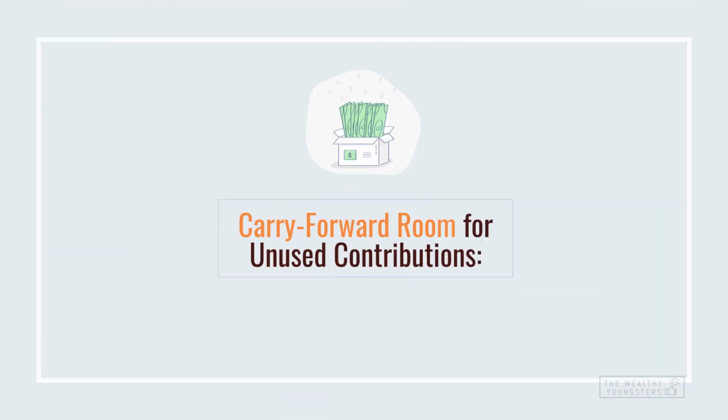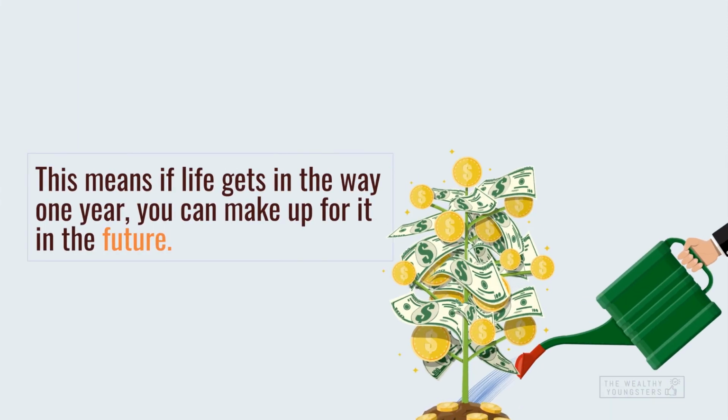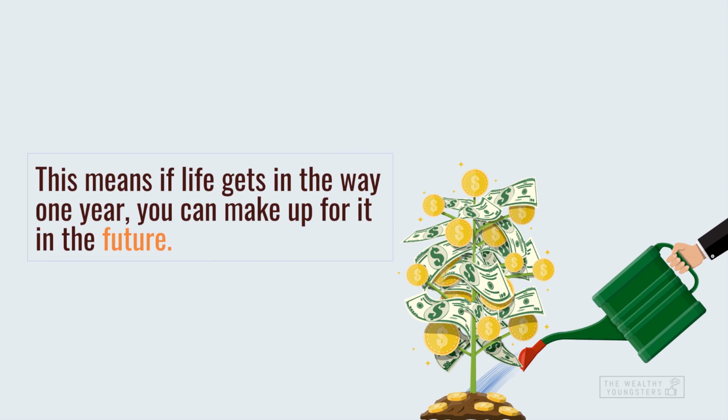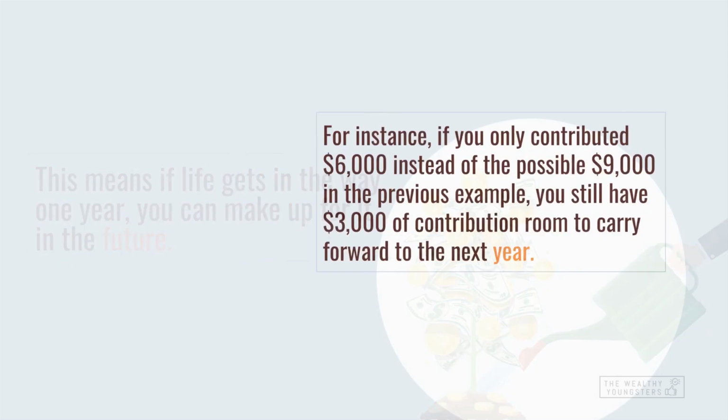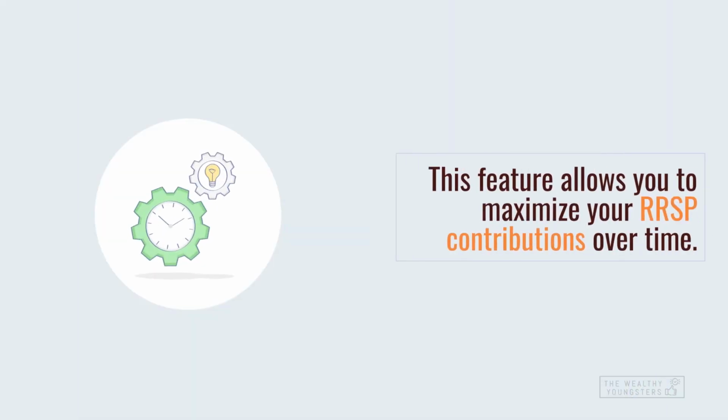Carry forward room for unused contributions. The beauty of RRSPs lies in their flexibility. If you didn't contribute the full 18% in a particular year, don't worry, you can carry forward unused contribution room. This means if life gets in the way one year, you can make up for it in the future. For instance, if you only contributed $6,000 instead of the possible $9,000 in the previous example, you still have $3,000 of contribution room to carry forward to the next year. This feature allows you to maximize your RRSP contributions over time.